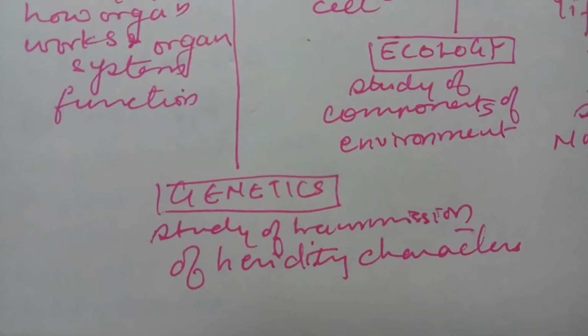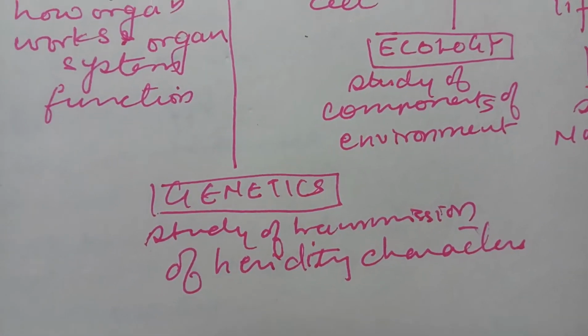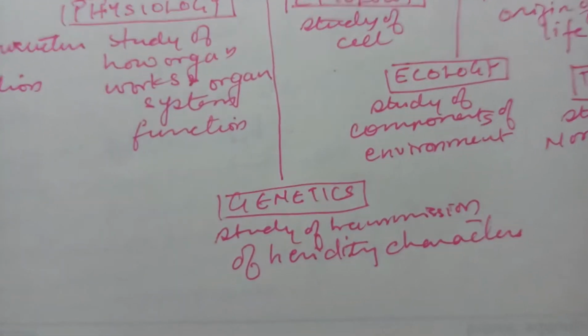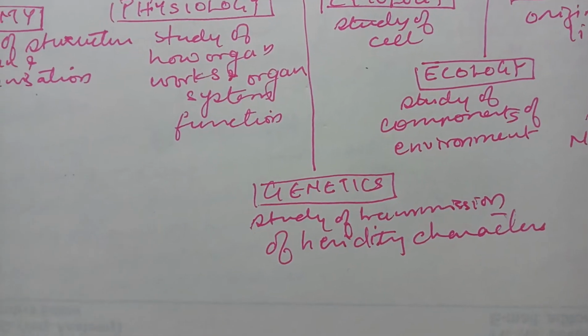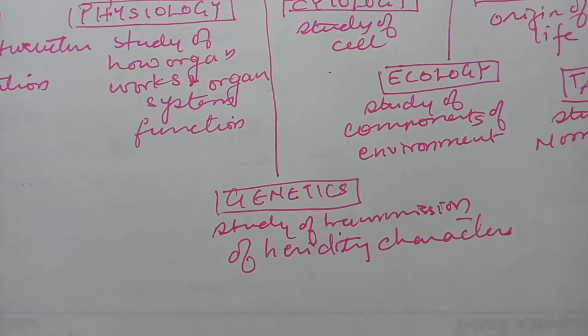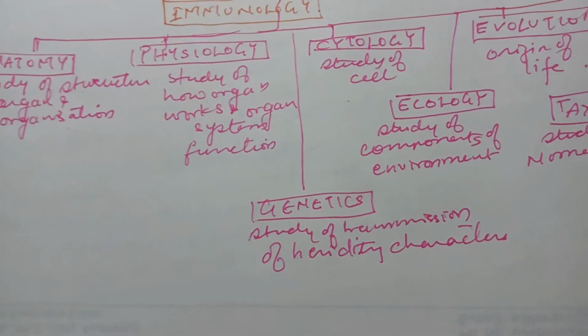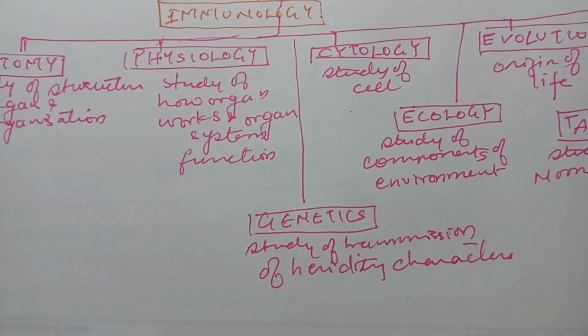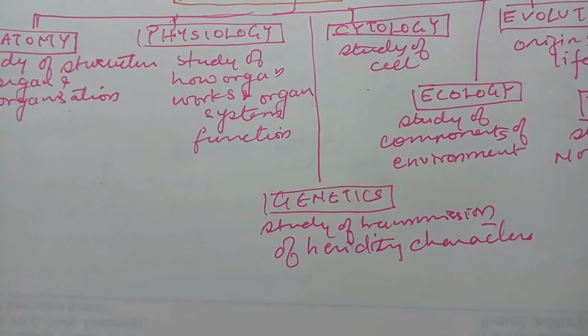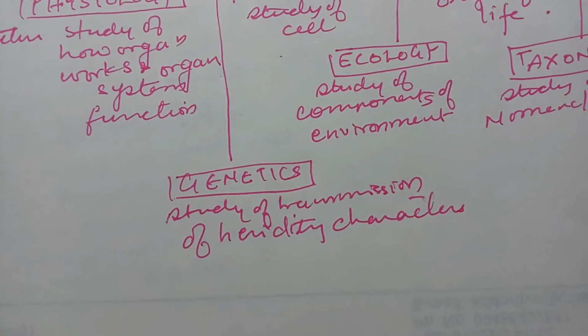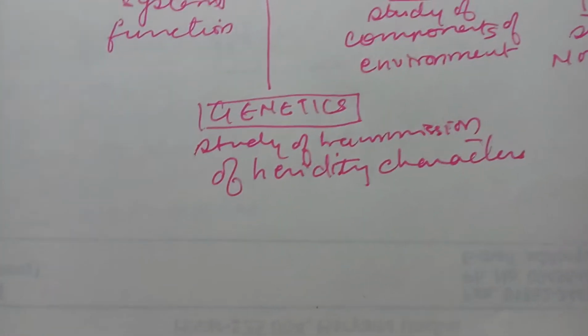Genetics, which is the study of transmission of hereditary characters. You can say that a mango plant produces a mango plant. Similarly, a cat produces cat babies. So why does that happen? Somewhere the information is residing, and that is what is explored in genetics: how the information travels from one generation to another.